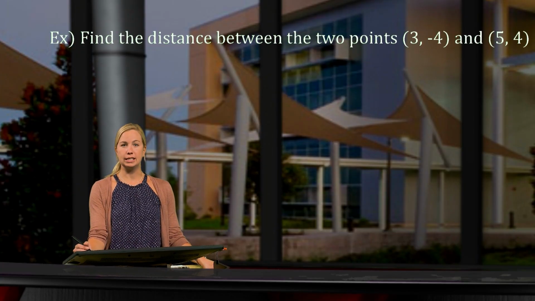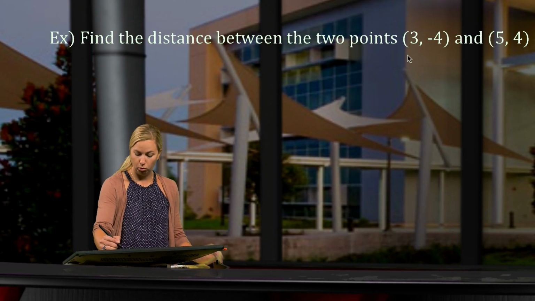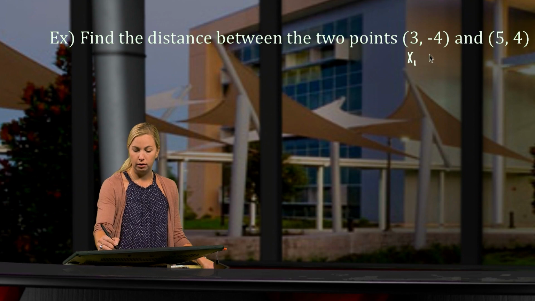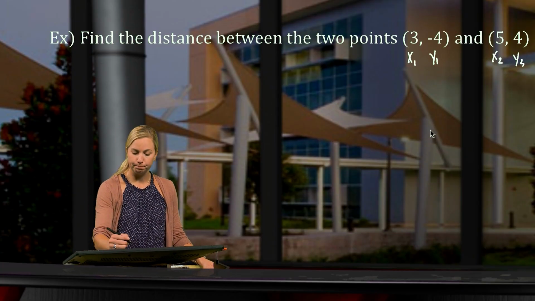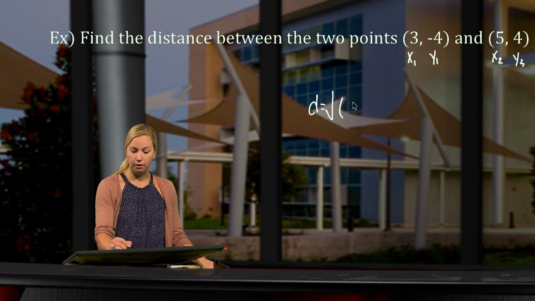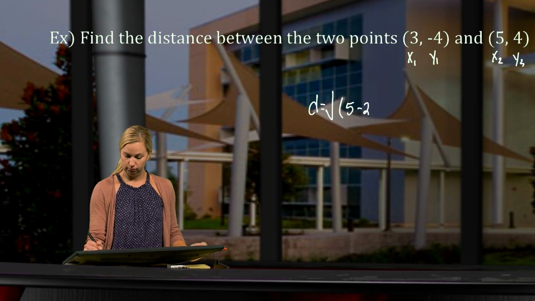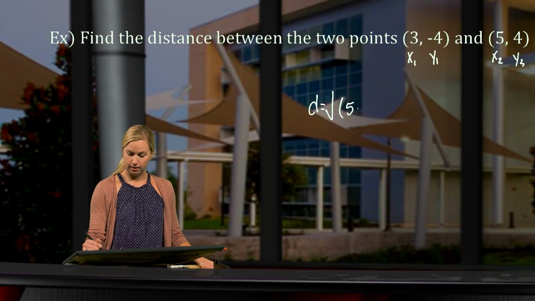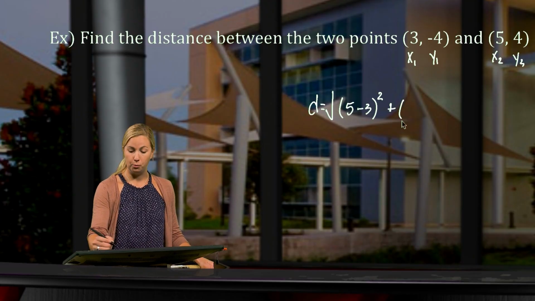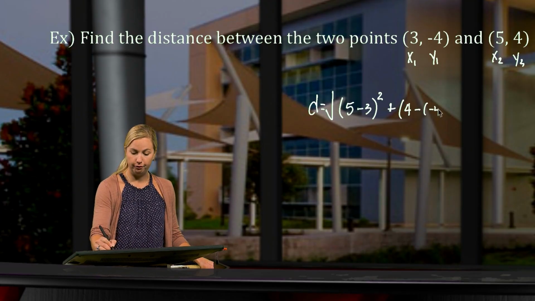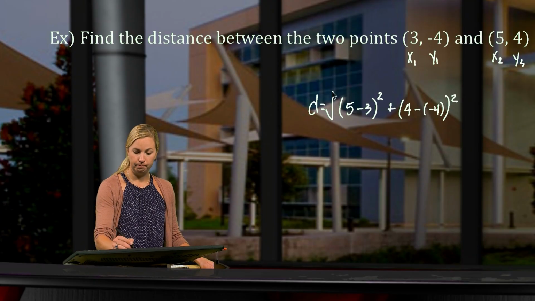But first, let's practice using the distance formula to find the distance between the points (3, -4) and (5, 4). We'll call (3, -4) x1, y1, and (5, 4) x2, y2. It doesn't make any difference which point you call which, just be consistent. So our distance is the square root of (x2 minus x1), 5 minus 3, squared, plus (y2 minus y1), 4 minus -4, squared.